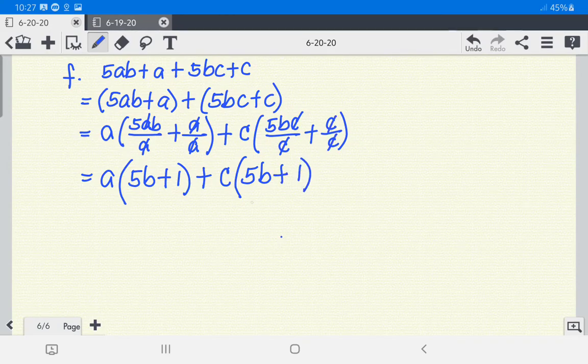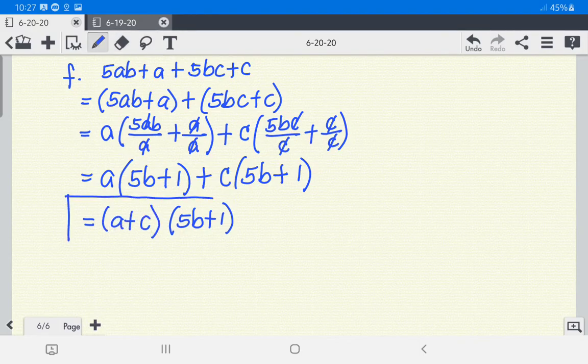Okay, then notice that we have the same binomial factor, which is 5b plus 1. So that will be our common factor. You will just copy 5b plus 1, and then for the other factor, you will just copy a plus c. So here, the factors are a plus c and 5b plus 1.